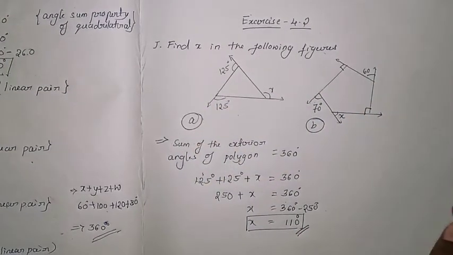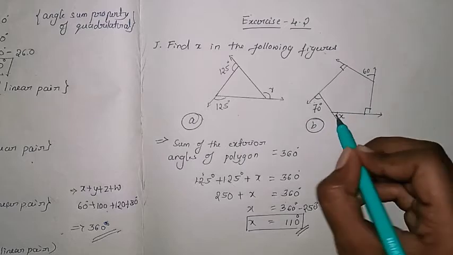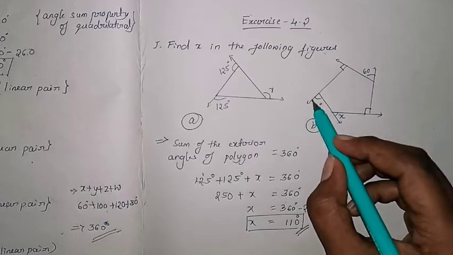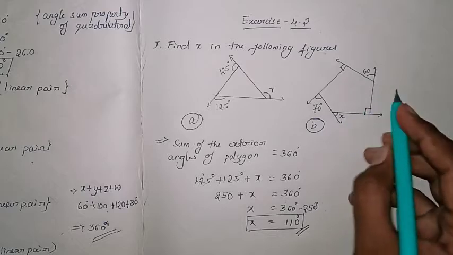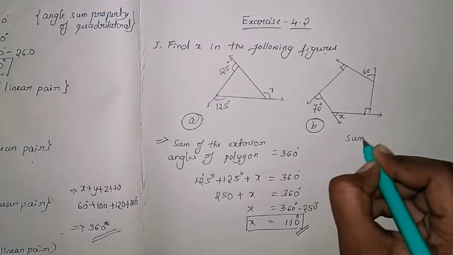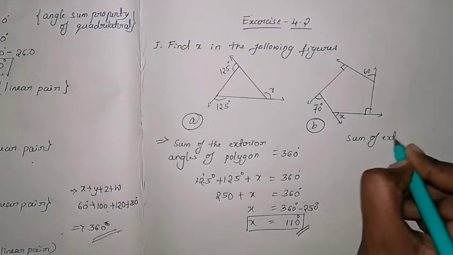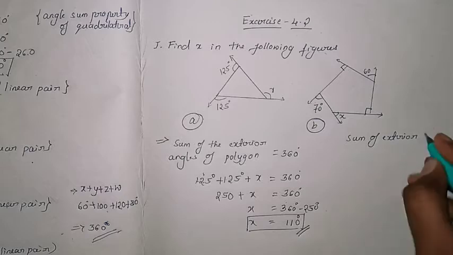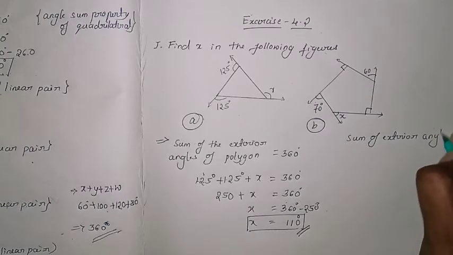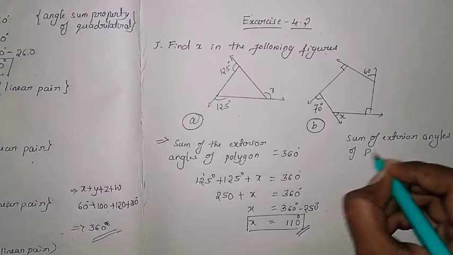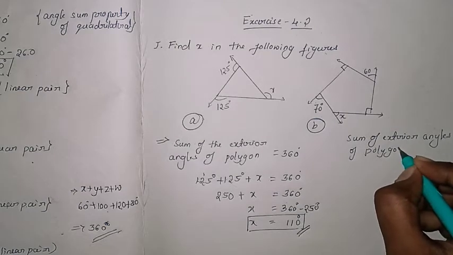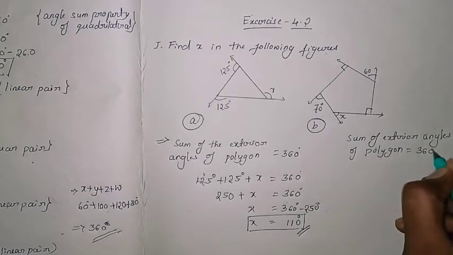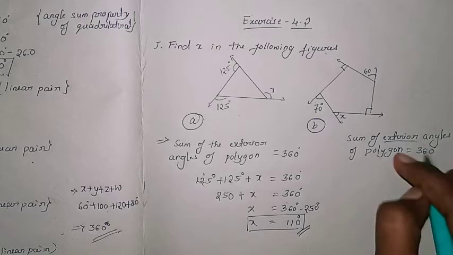For the second one, B, you have to find the x value. You can observe that the exterior angles are given, and you want only x. For that we can use the sum of exterior angles formula. You have to write the reason every time. So we know that the sum of the exterior angles of a polygon is equal to 360 degrees. The word is important because it is exterior angle.